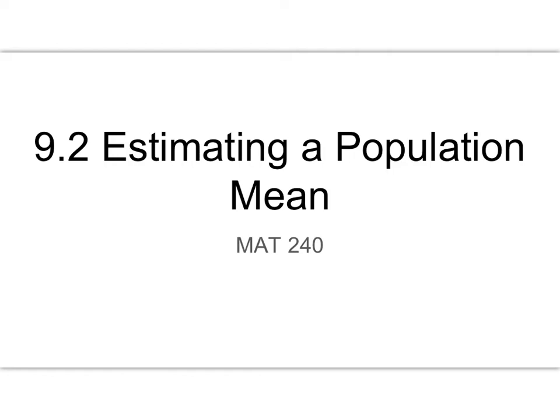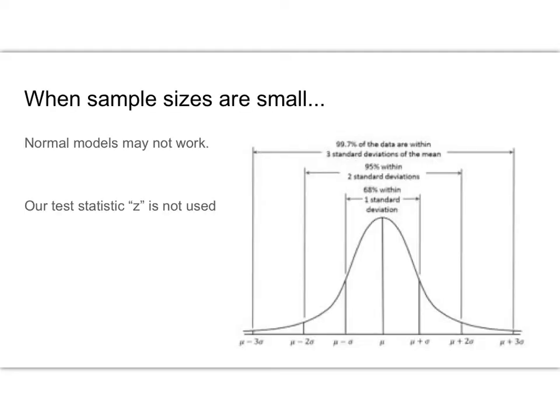Okay, so we've already learned how to find a confidence interval if we have a proportion, but what happens when we have a mean instead of a proportion? When our sample sizes are small, normal models don't always work, and our test statistic, that's our z-value, is not used.